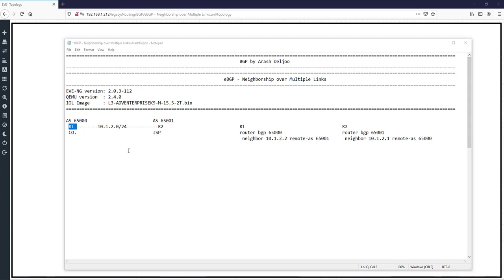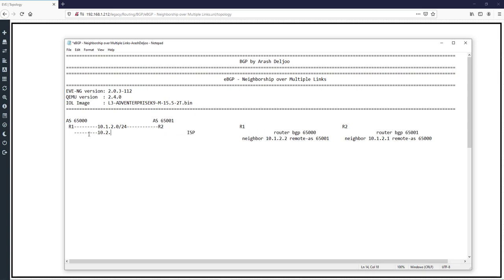And because of that, maybe the business of the company experiences many bad things. Because of that, the company should solve this problem. Because of that, many companies use another link between their company and the ISP. For example, maybe R1 uses another link, 10.2.1.0/24, between itself and R2. Why? For high availability. Why? For redundancy. Okay, very good.